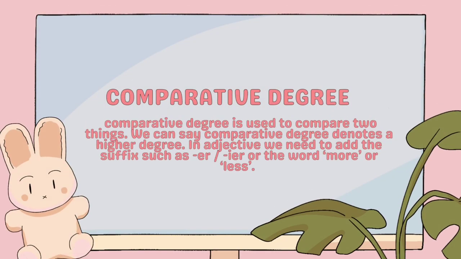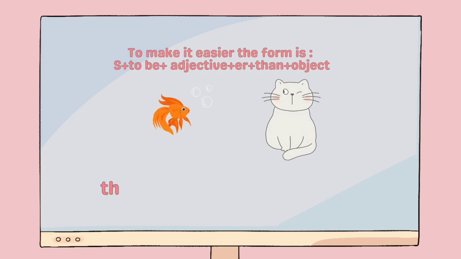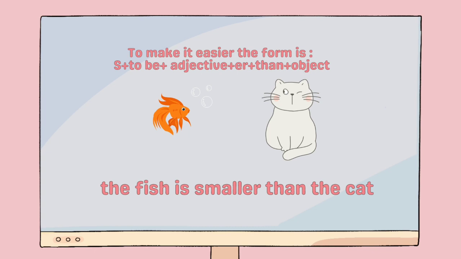The second one is comparative degree. In this discussion, comparative degree is used to compare two things. We can say comparative degree denotes a higher degree. In adjectives, we need to add the suffix such as er or ier or the word more or less. To make it easier, the form is subject plus to be plus adjective plus er plus than plus object. The fish is smaller than the cat.